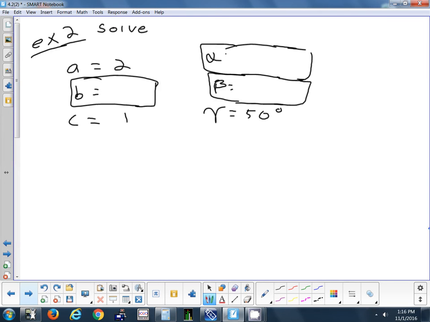So Alex, what do I have to find first? Alpha. Yeah, I've got to do alpha first because it's got something in the row that can help me. I have to ignore the middle row. Can't do anything with it right now. So sine of 50 over 1 equals sine of alpha over 2.